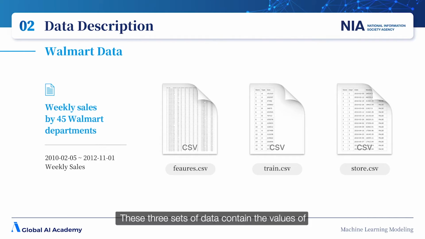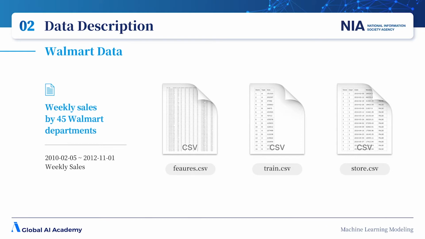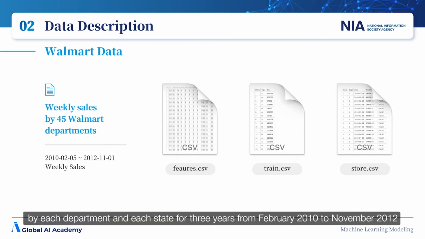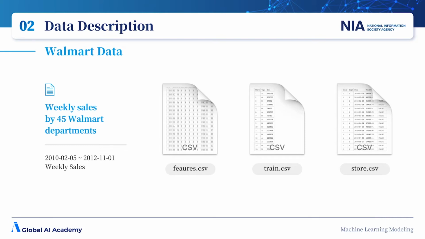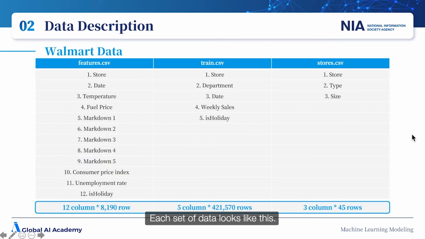These 3 sets of data contain the values of how much sales volume the 45 stores generated by each department and each state for 3 years from February 2010 to November 2012. That's quite a lot. We will train with this data. Each set of data looks like this.